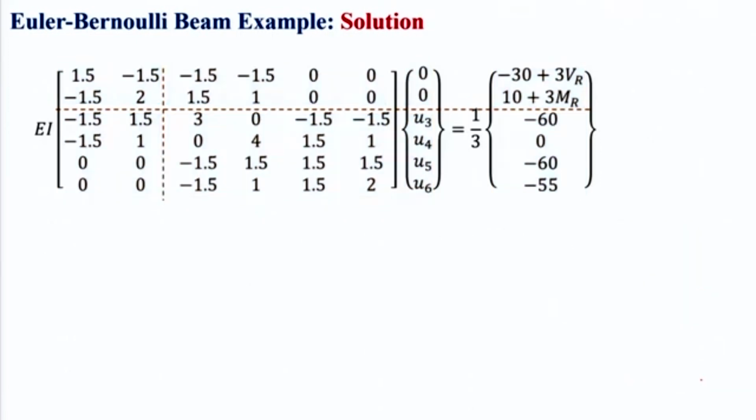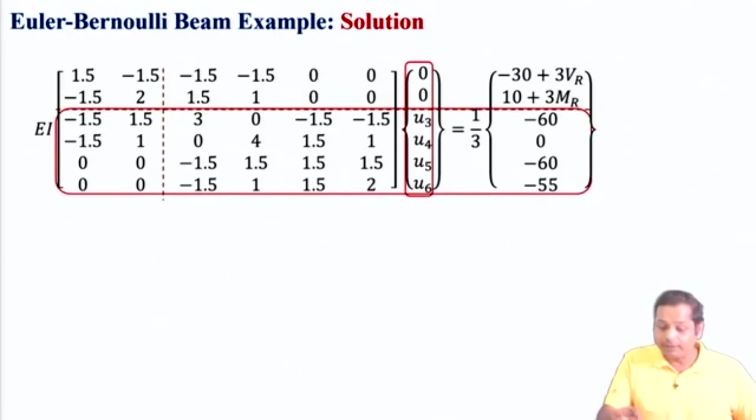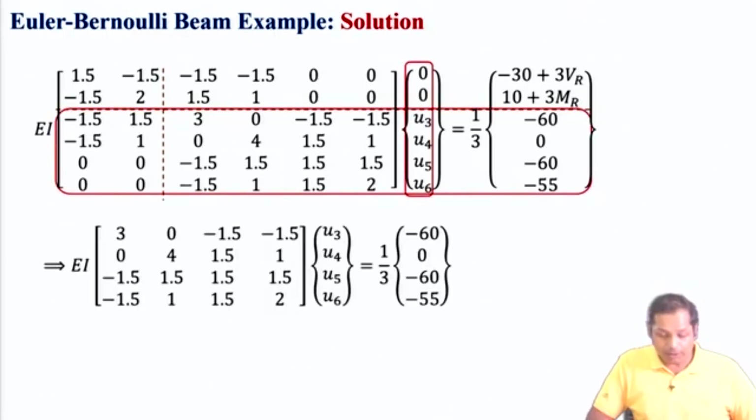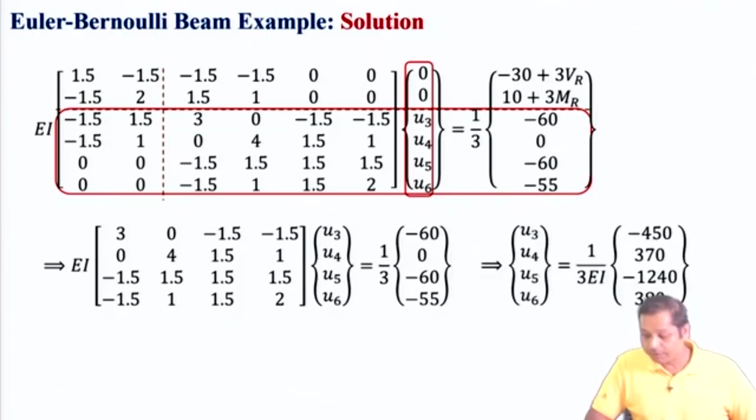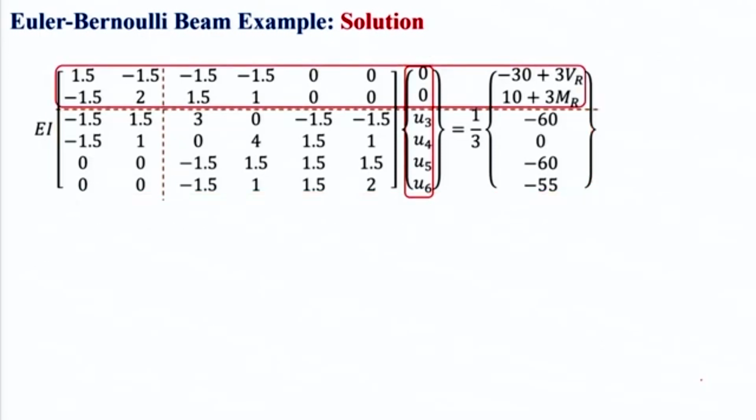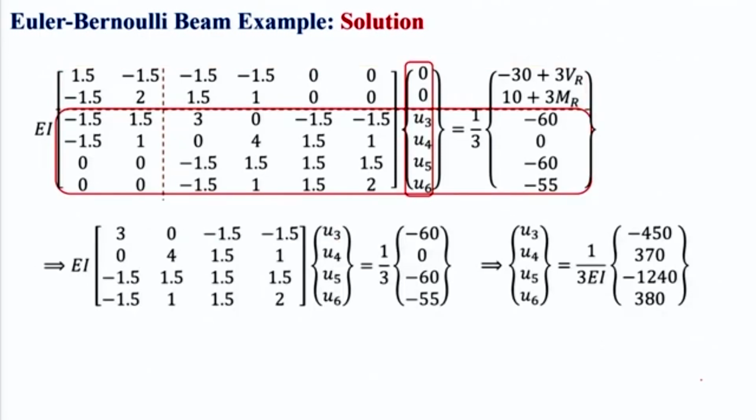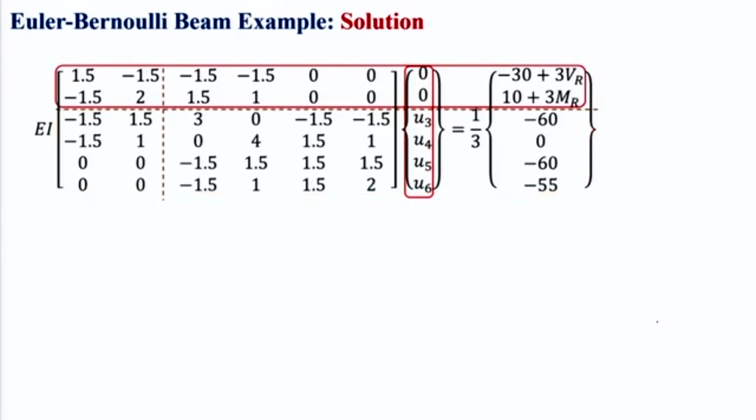Now, let us do that. So, this is the equation we have finally, and then if we take this part, then this part will give us this, and then if we solve it, then our unknown displacements will be this. And then we take the other part. Once we know the unknown displacement, these displacements are known. Now, next, let's take the other part.